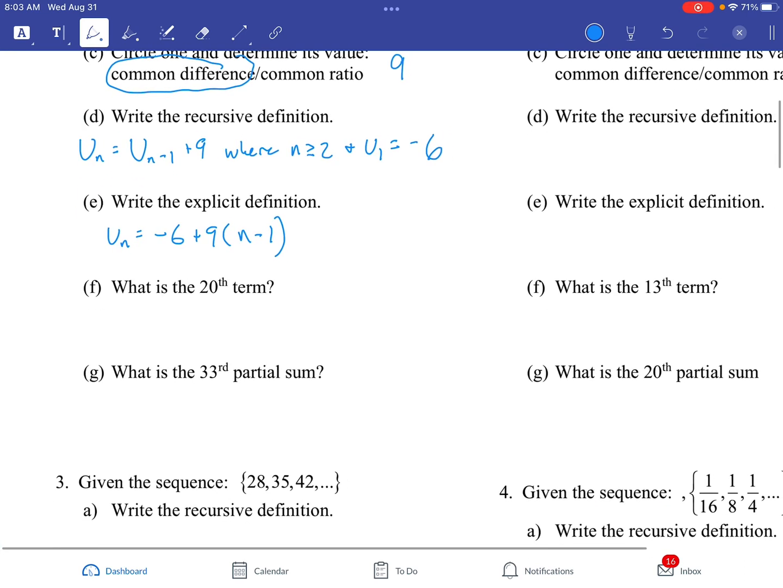What's the 20th term? So we're going to use our definition that was right above, but now we can put in 20 for n. So we do 9 times 19 minus 6 gives us 165.